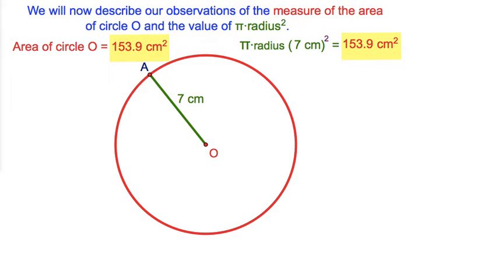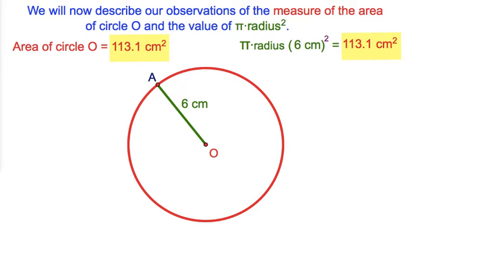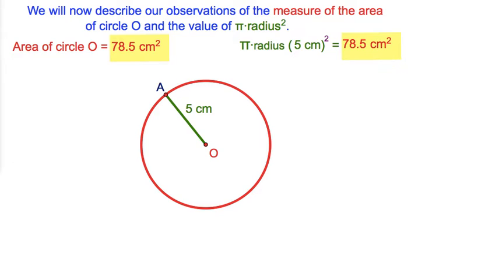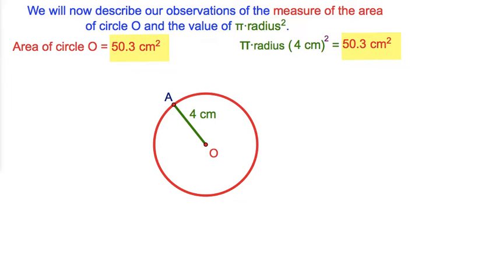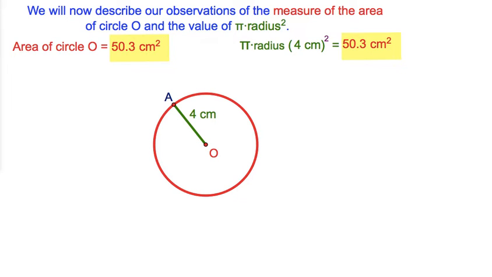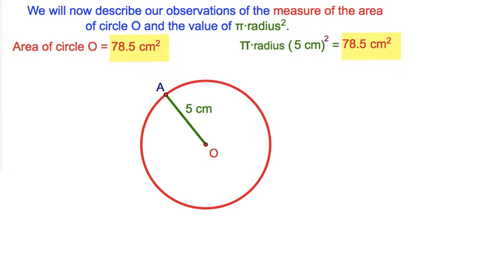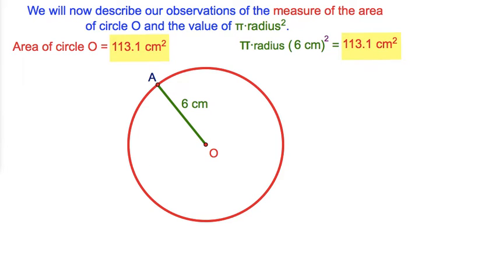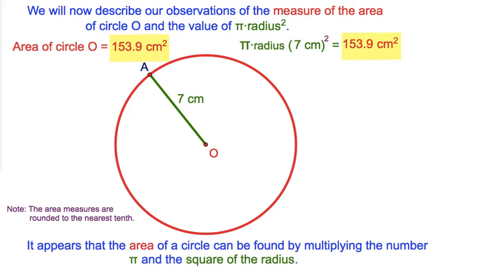We will now describe our observations of the measure of the area of circle O and the value of pi times the square of the radius. It appears that the area of a circle can be found by multiplying the number pi and the square of the radius. We will now visualize this relationship.